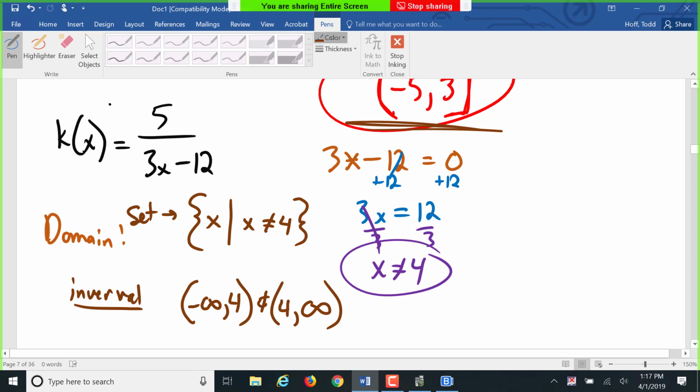Notice, you might be thinking, doesn't that include everything? Well, this round bracket on the end of each of those is telling us that that does not include the 4.